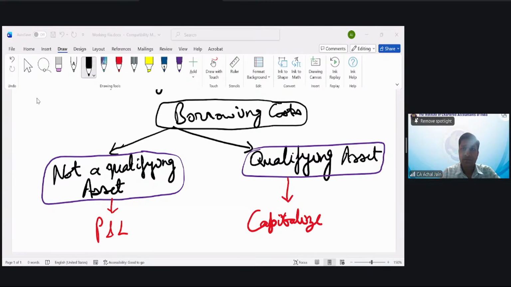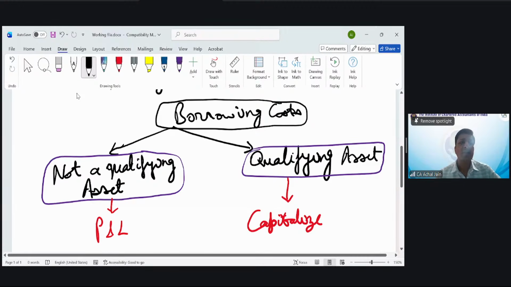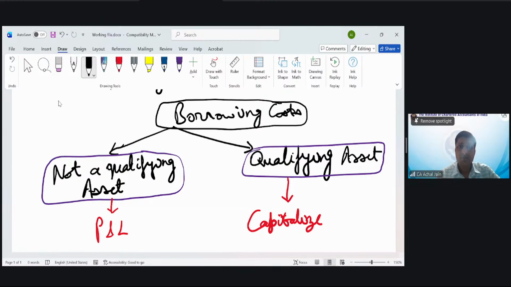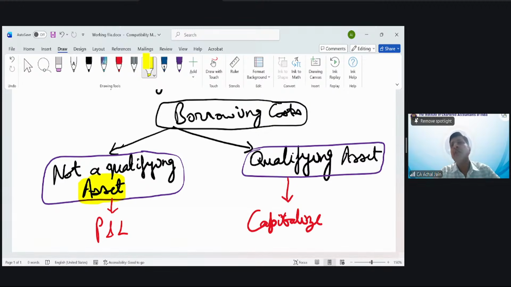Now, when it comes to the borrowing cost, I think Aditi has a query. Yes, Aditi, please go ahead. Sir, in the study material, inventory is also mentioned as a qualifying asset. Could you please explain why it comes in qualifying asset? See, as we discussed, for any qualifying asset, if borrowings are taken by the entity in relation to that qualifying asset, you will capitalize it.